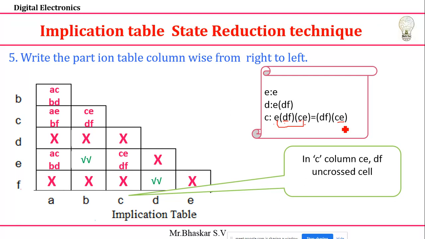Next, once you got that, I'll go for B. First, I want to check whether both the conditions are satisfied or not. C and E, is there a relation between C and E? Yes, there is a relation. It is not crossed. And next I'm looking for D and F. According to this, D and F, there is no crossed cell here. Then I can write the relation here. I need to consider this one.